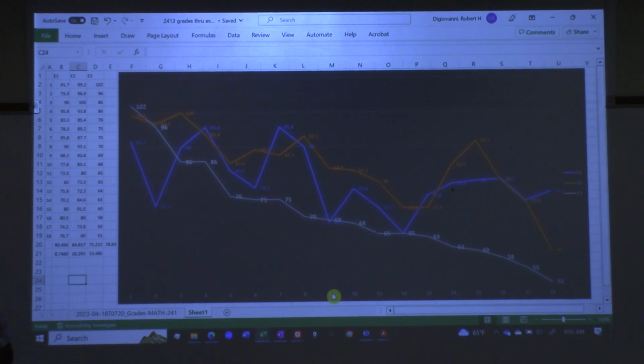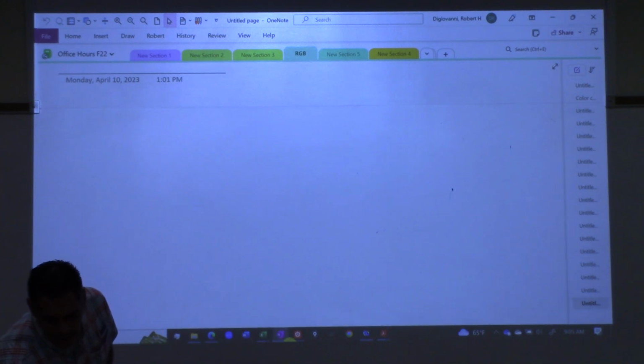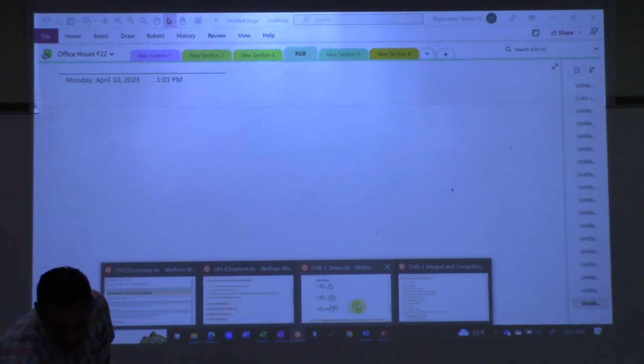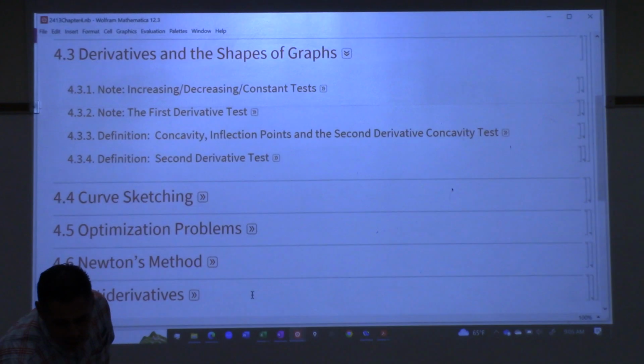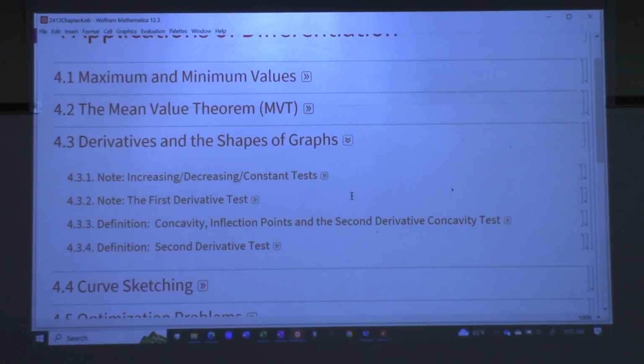Anything else? All right, so what are we doing today? We are continuing what we had done last time. That is, we were in 4.3, and we were trying to figure out how the derivative of a function will dictate the shape of a graph.